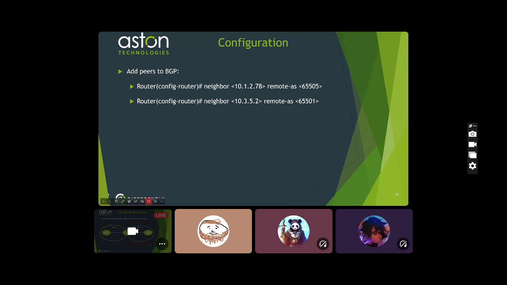When you're going into router BGP 65501, it always has to be a number. It can't be just a title. It has to be a number, an autonomous system number. Makes sense.